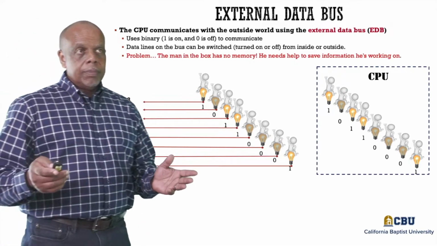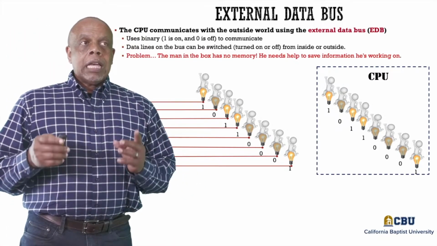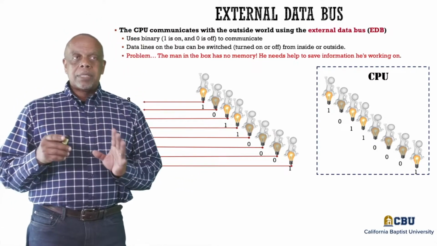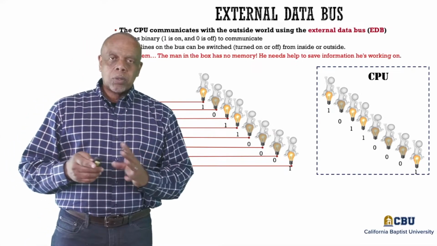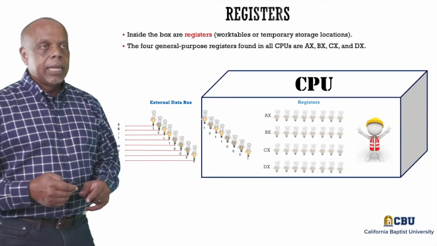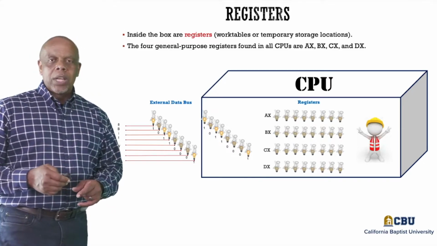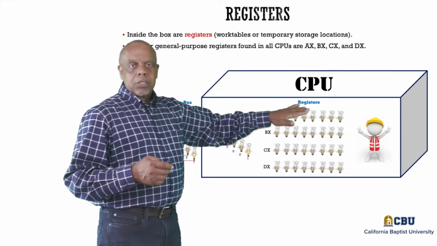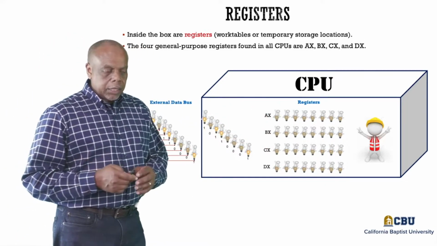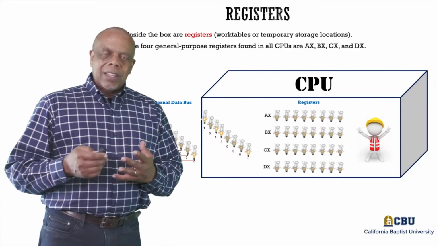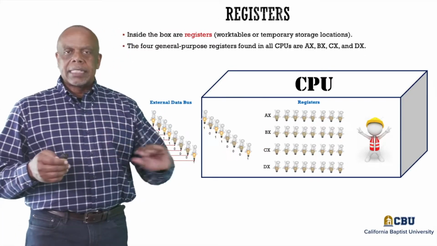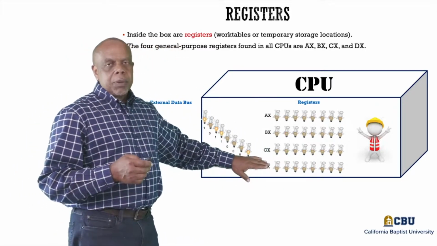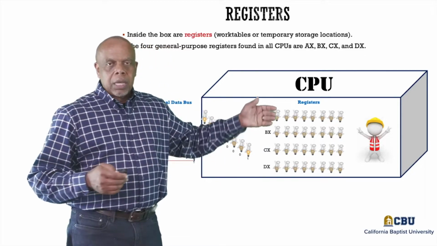However, we have a problem. This little man in the box doesn't have any memory. He needs help saving whatever information he's working on. So how do we help him out with that? Well, it's the thing we call registers. Inside the box, you have registers. Depending on the system, you basically have four types of registers: the AX, BX, CX, and DX registers. And this is just memory. It's very fast memory, but in very small amounts.